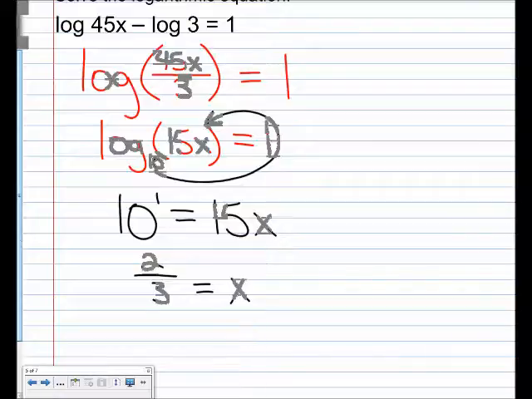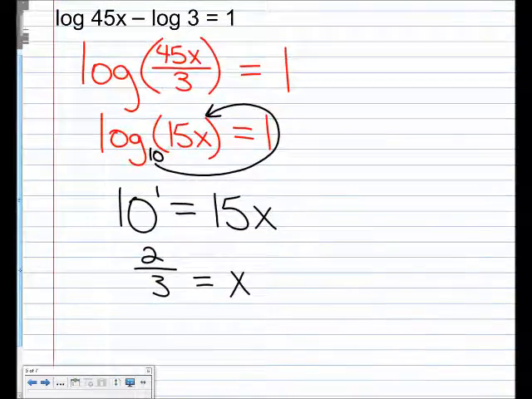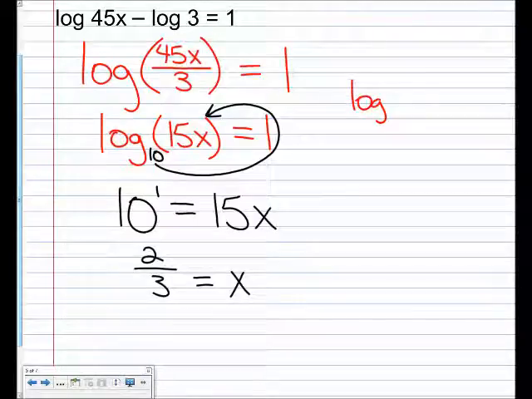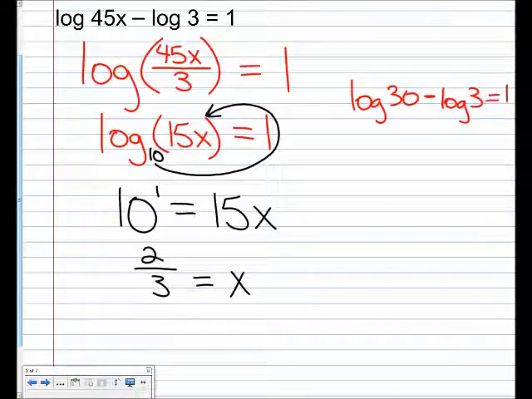So what's 45 times 2/3? 30. So I got the log of 30 minus the log of 3 equals 1. That's what it says, right? So go and do it in your calculator. What's the log of 30 minus the log of 3, and I hope you get 1. Is it close to 1? Close to 1. Good. You got exactly 1.